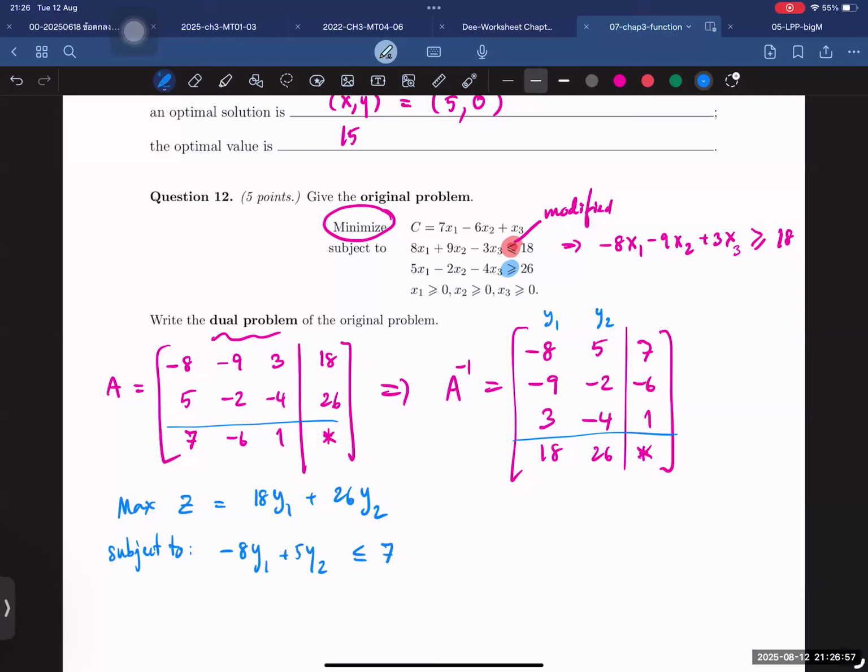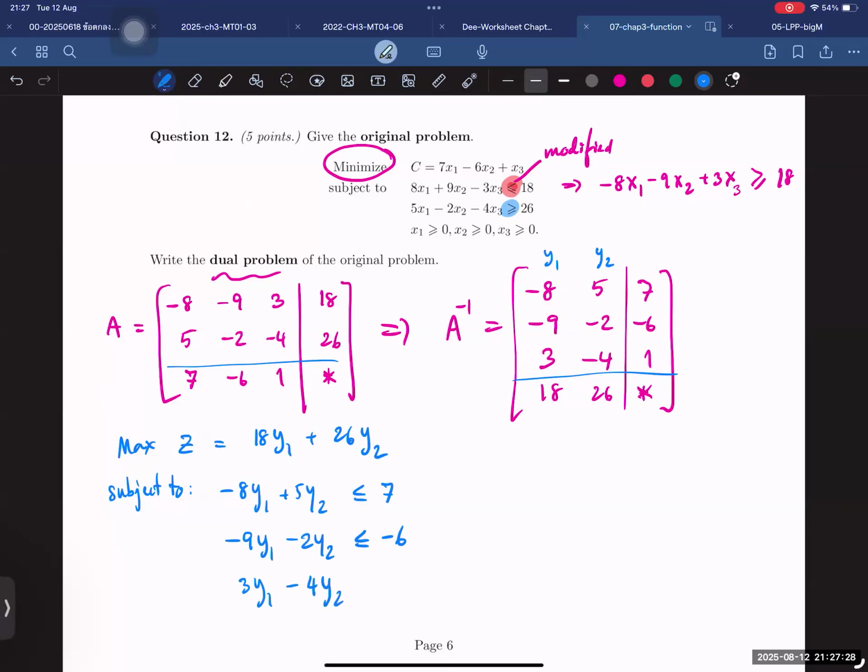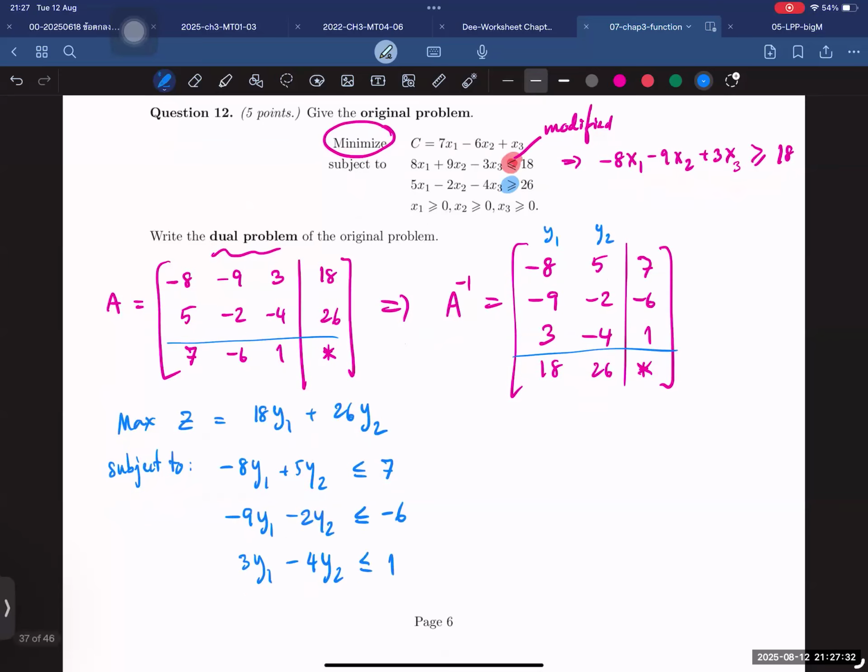The next one is -9y1 minus 2y2 less than or equal to -6, and the next one is 3y1 minus 4y2 less than or equal to 1. And y1, y2 are non-negative.